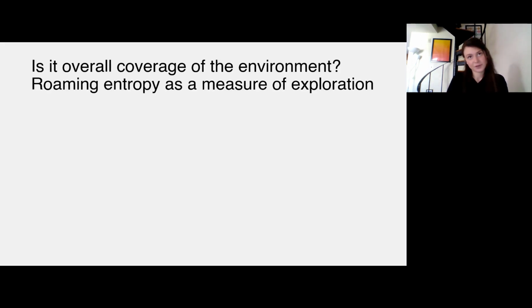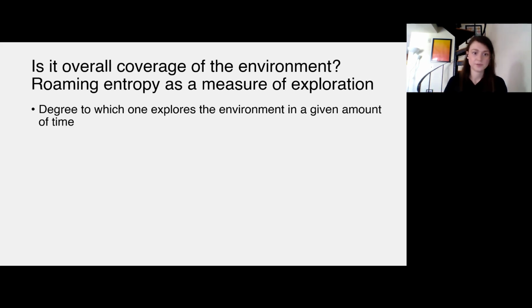What you also might be thinking, or at least what we were thinking when we were coming up with this explanation, is whether this might be related to the overall coverage of the environment. So you might have higher integration values just because you cover more of the environment, and maybe just seeing more of the possible states should be better for building up this cohesive map. To look at that, we took a measure of roaming entropy as a measure of exploration.